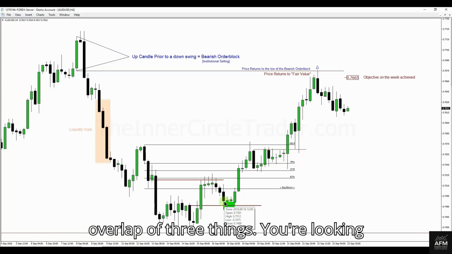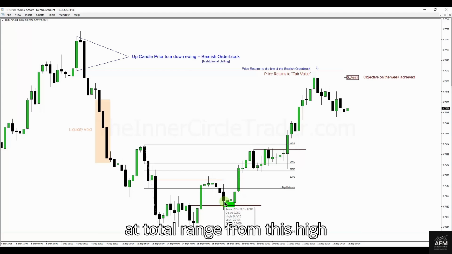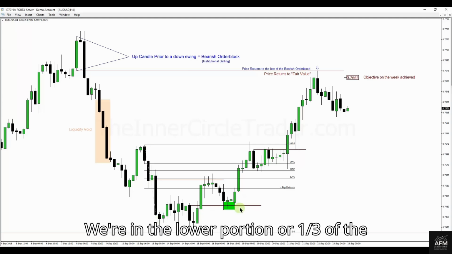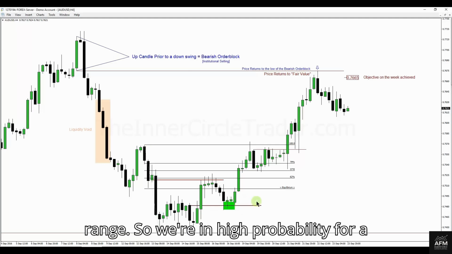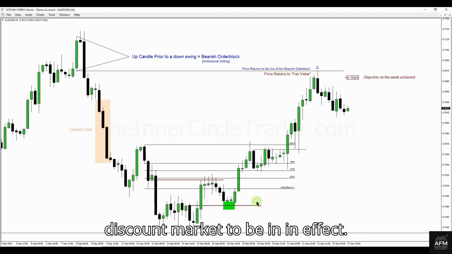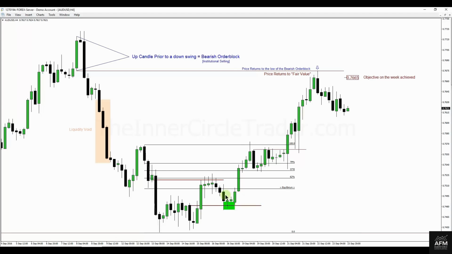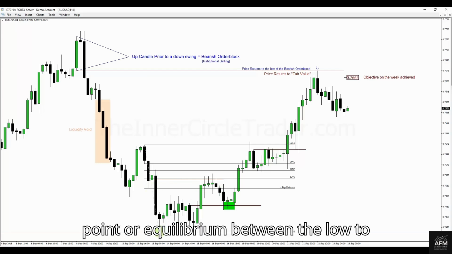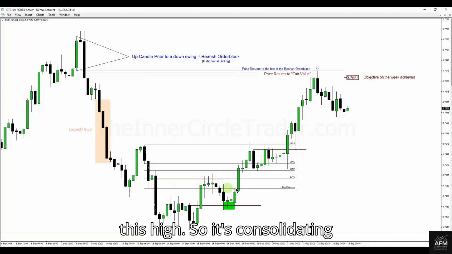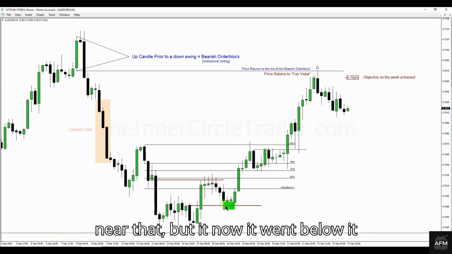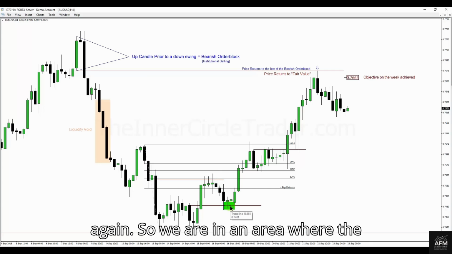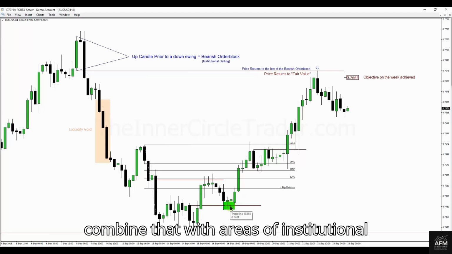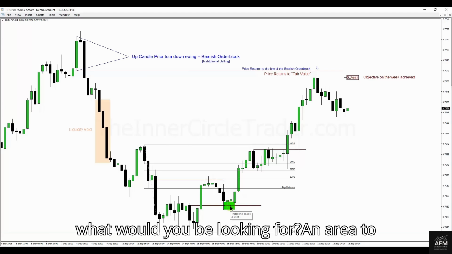So you're having an overlap of three things. You're looking at total range from this high to this low, or this high to this low. We're in the lower portion, or one third of the range. So we're in high probability for a discount market to be in effect. You're also below the equal price point or equilibrium between the low to this high. So it's consolidating near that, but now it went below it again. So we are in an area where the market makers can buy, especially if you combine that with areas of institutional order flow. So if you're looking to buy, what would you be looking for?